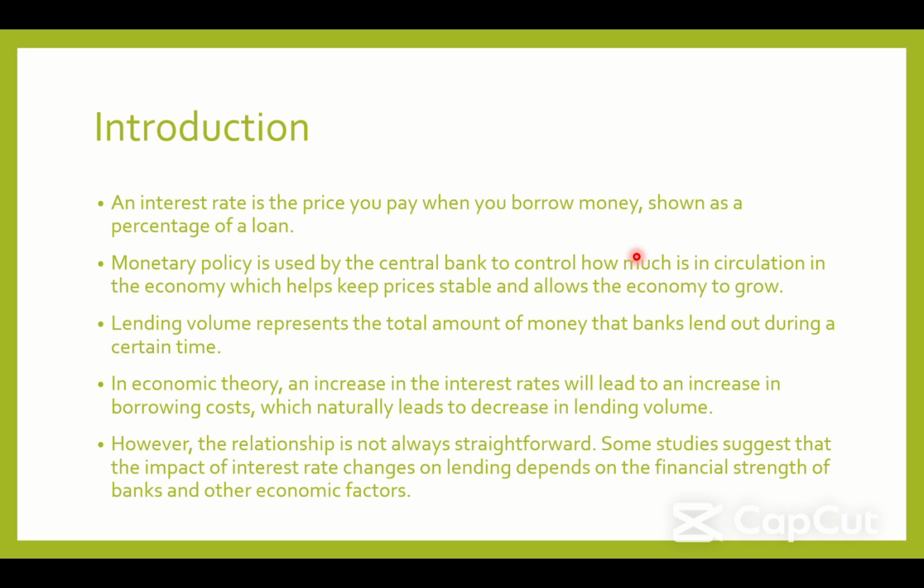Third, what is monetary policy? Monetary policy is when the central bank uses interest rates and open market operations to manipulate the amount of money circulating in the economy. This in turn helps control inflation and unemployment. In economic theory, when the central bank increases interest rates, demand for loans by consumers and businesses decreases, which leads to fewer loans taken, which means that lending volume also decreases.